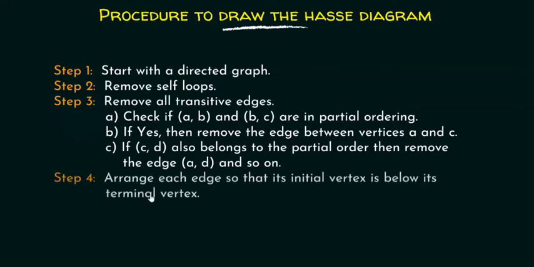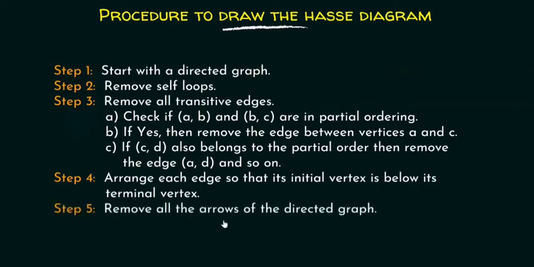Now let's see step 4. Arrange each edge so that its initial vertex is below its terminal vertex, okay? Initial vertex must be below its terminal vertex because all the edges must be drawn from bottom to top, okay? That's why we must arrange each edge so that its initial vertex is below its terminal vertex, okay? And finally, we must remove all the arrows of the directed graph. And that's it. This is the complete procedure to draw the Hasse diagram.